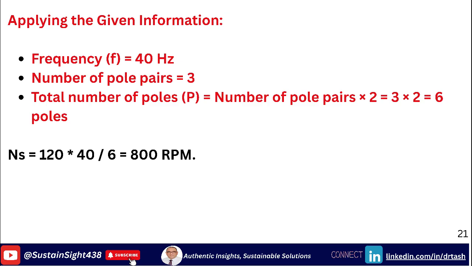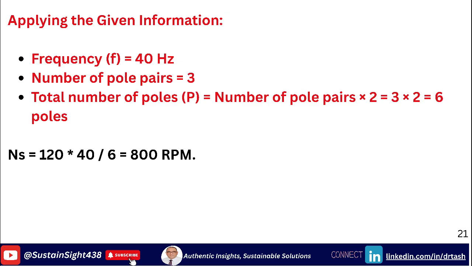The frequency, F, is given as 40 Hz. The motor has 3 pole pairs. Since each pair has 2 poles, the total number of poles, P, is 3 multiplied by 2, which equals 6 poles. Now we plug these values into our formula. Synchronous speed equals 120 multiplied by 40 Hz, divided by 6 poles.